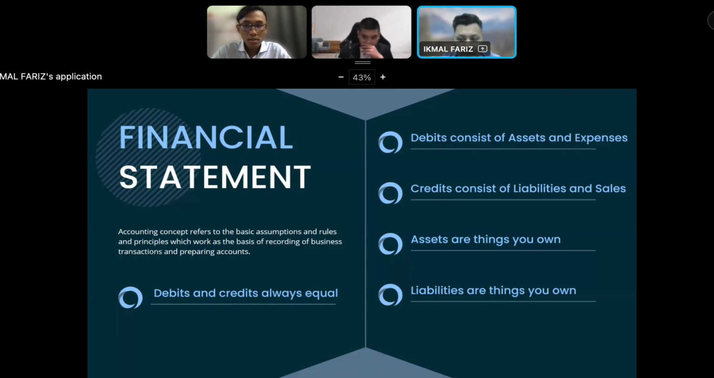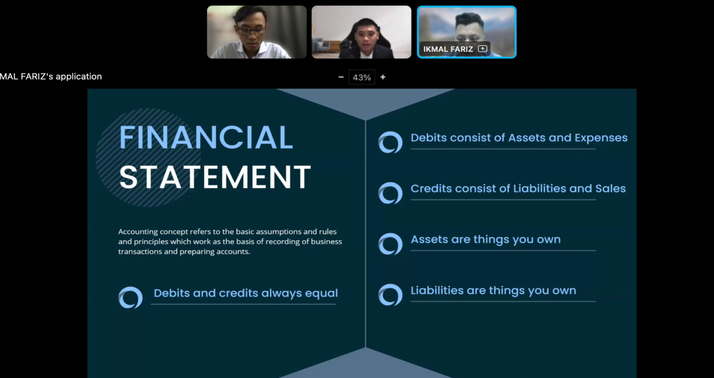Okay, I continue this presentation about the financial statement. Financial statement is an accounting concept referring to the basic assumptions and rules which work as the basis of recording business transactions and preparing accounts. Debit and credit always equal. Debit consists of asset and expense. Credit consists of liability and sales.